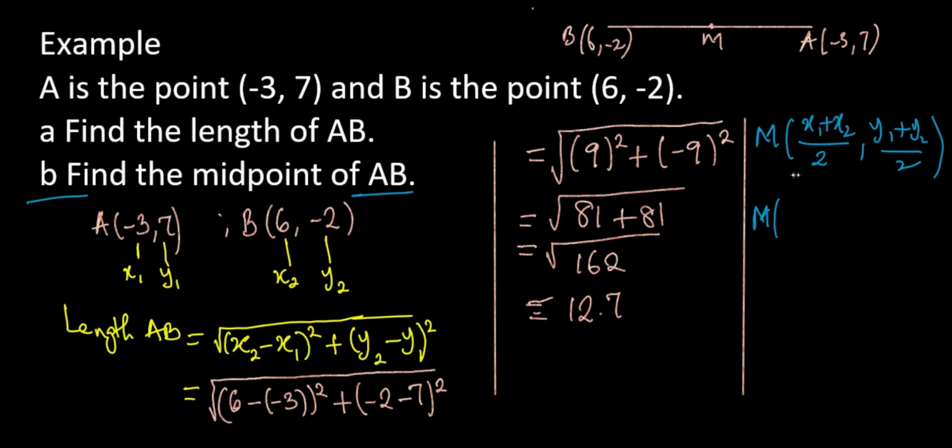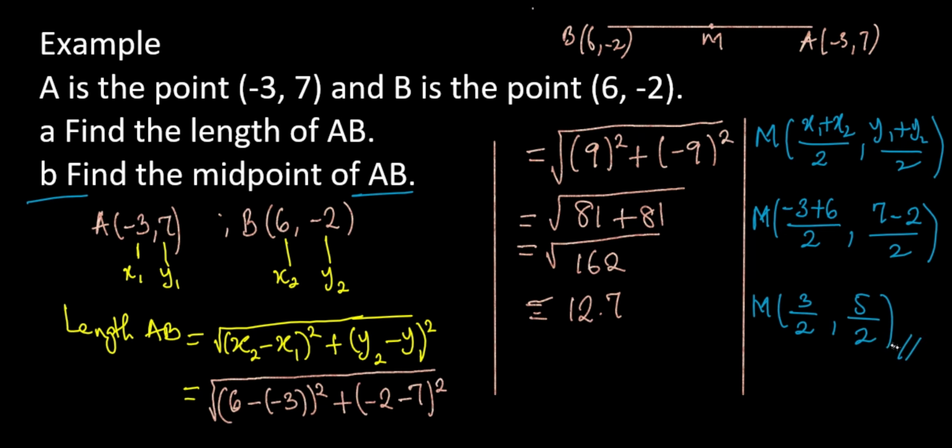So we'll just add x1 plus x2, which is -3 plus 6, over 2, comma, y1 plus y2, which is 7 plus -2, that's 7 minus 2, over 2 as well. So the coordinate of the midpoint is equal to -3 plus 6 is 3 over 2, comma, 7 minus 2 is 5 over 2, and that should be the coordinates of the midpoint.